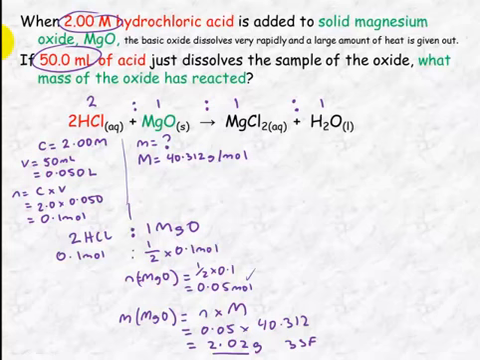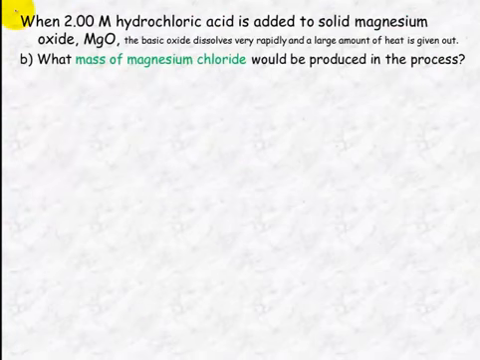Let's have a look at part B of the question. When 2.0 molar hydrochloric acid is added to solid, so it's the same question. Let's look at what they're asking though. What mass of magnesium chloride would be produced in the process?